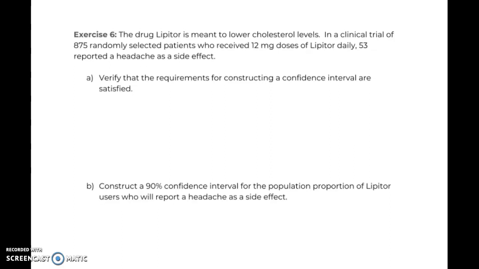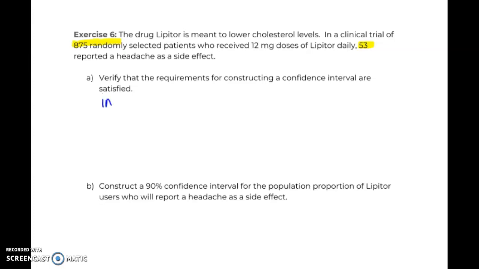Here's another example, looking at the drug Lipitor that is meant to lower cholesterol level. In a clinical trial of 875 randomly selected patients who received 12 milligram doses of Lipitor, 53 reported a headache as a side effect. So let's check our requirements for a confidence interval first.